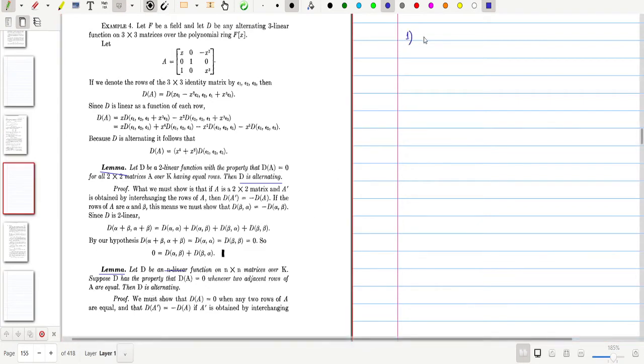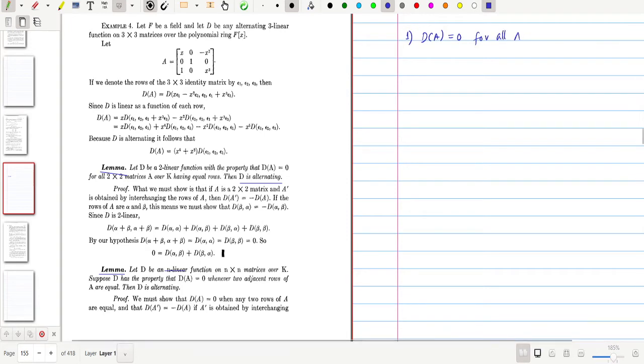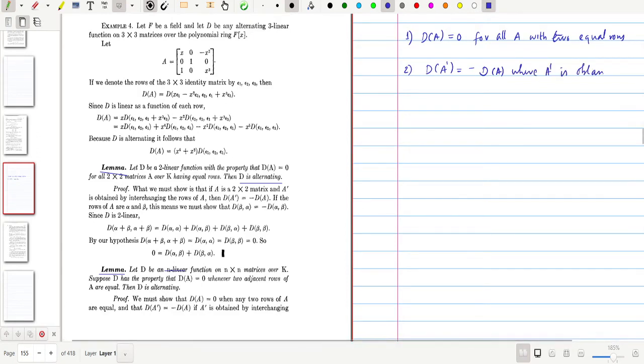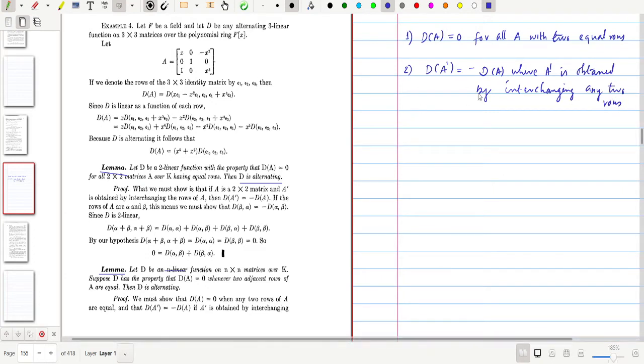The definition of an alternating function is, the first condition, D(A) should be 0 for all A with two equal rows, and the second condition, D(A') should be equal to minus D(A), where A' is obtained by interchanging any two rows. So this is the definition of an alternating n-linear function. In order to get that D is alternating, we just assume that D(A) equals 0 whenever two adjacent rows are equal.